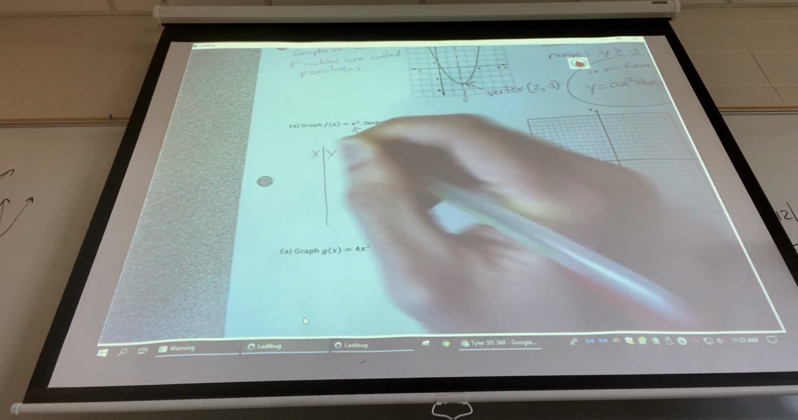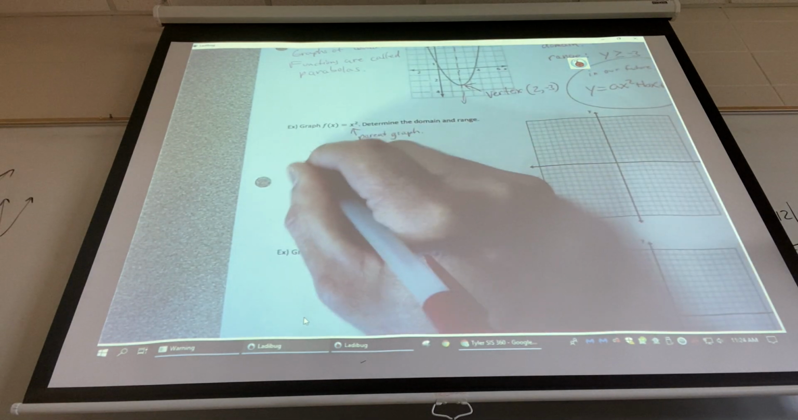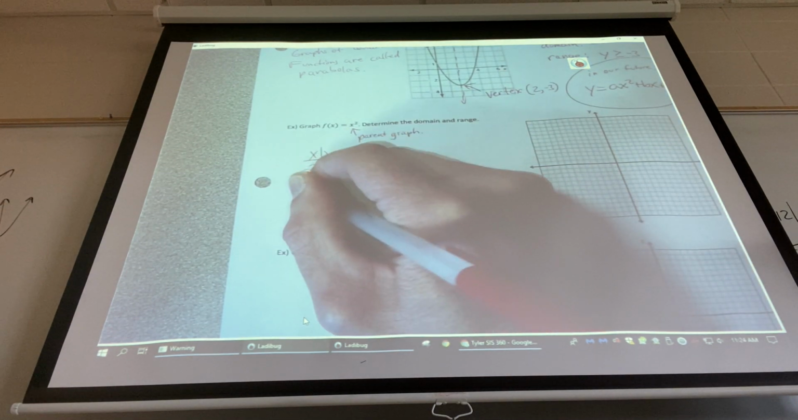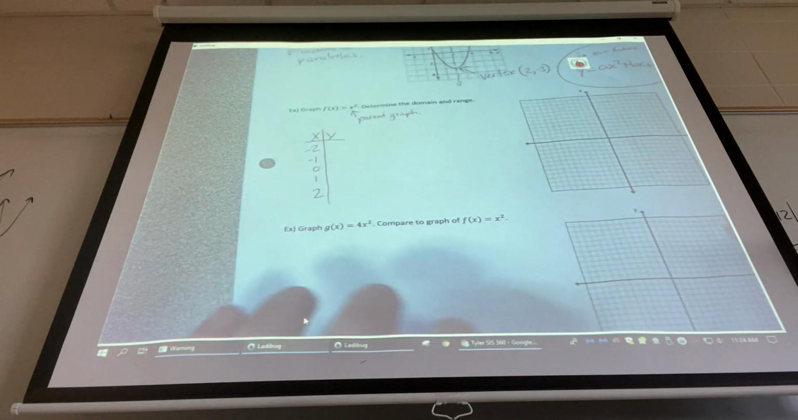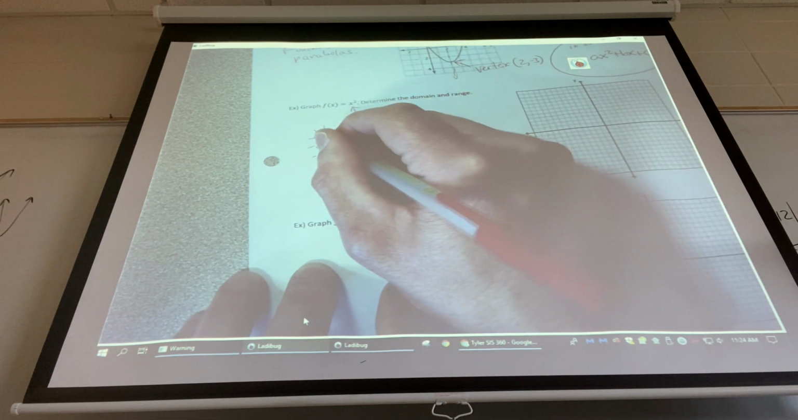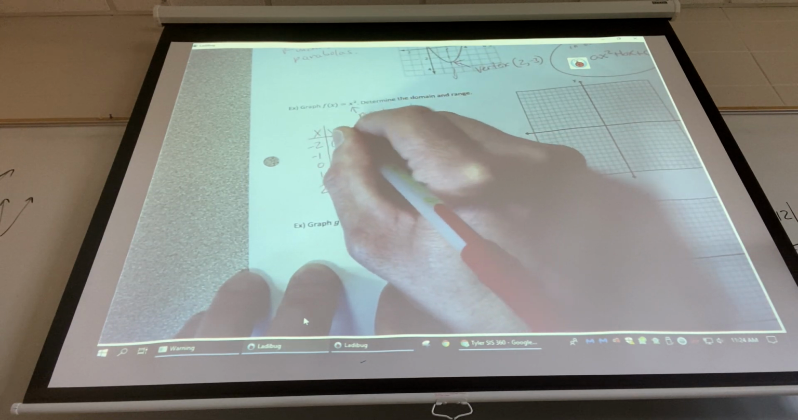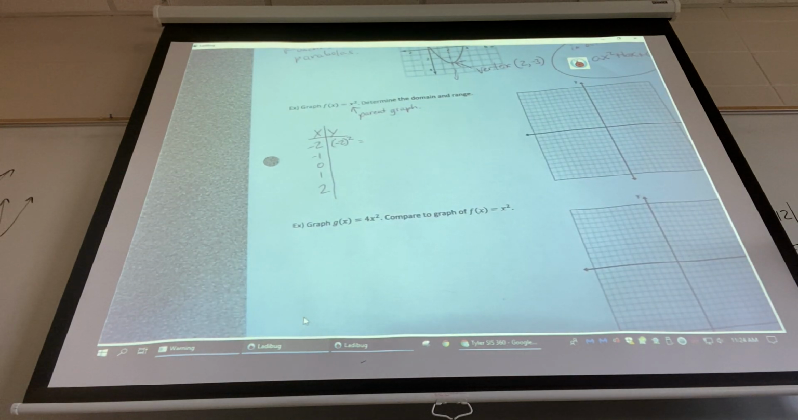What's our standby? -2, -1, 0, 1, 2. And let's just punch those numbers in and see what the outputs are. Do you agree that the negative is going to be squared as well as the 2? You guys cool with that? So we put in -2 into this function. What do we get out?